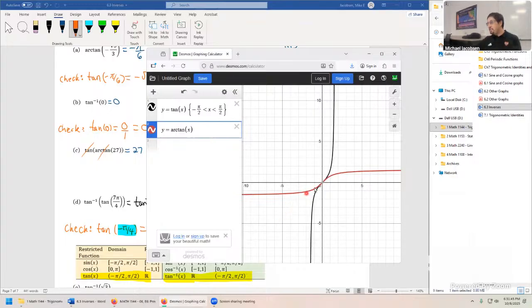There it goes. That's a reflection across the line y equals x. But the fact that there's a vertical asymptote here and a vertical asymptote here at negative pi over 2 and positive pi over 2 is the reason the range is all real numbers. It goes up without stopping, so every single positive number is swept out, and similarly in the other direction. So that's why we get that range, just a consequence of how we restricted the function.